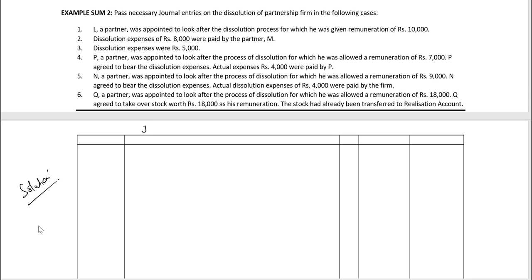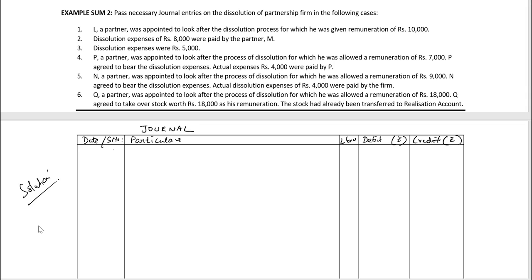Journal. Date / serial number, particulars, LF number, debit rupees, and credit rupees.